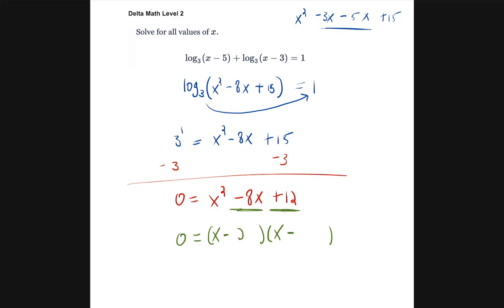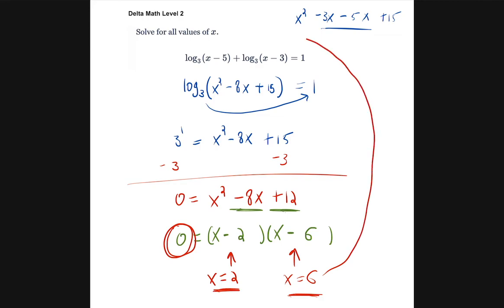And so the answers here are actually 2 and 6. When we use the zero product property, either x equals 2 or x equals 6, because both of those would make the expression equal to 0. And so these are our 2 answers here, but we have to check for extraneous solutions.